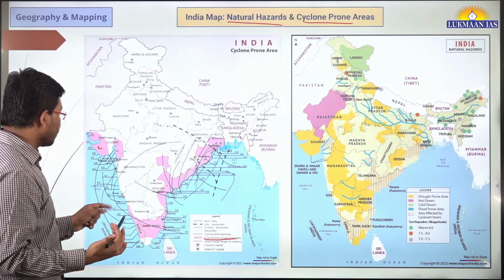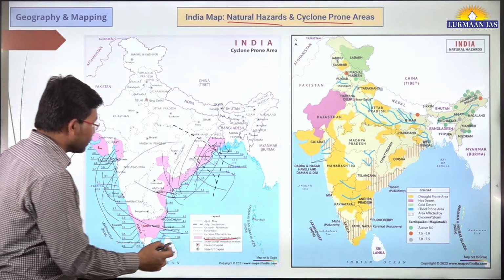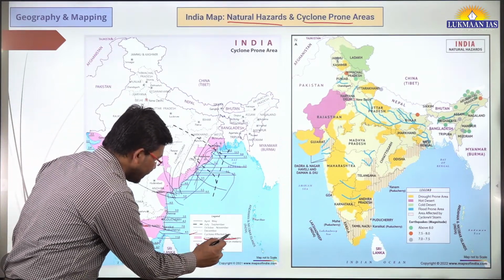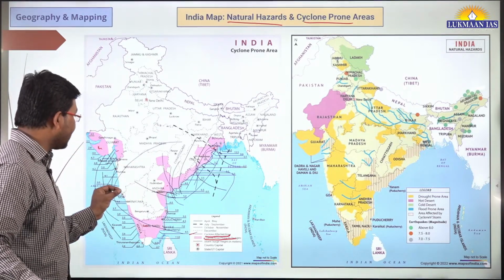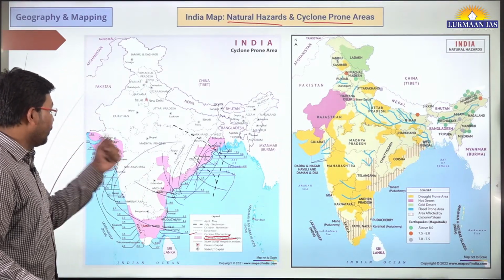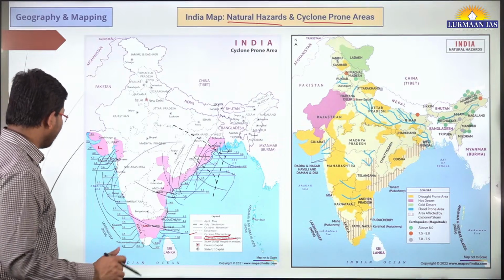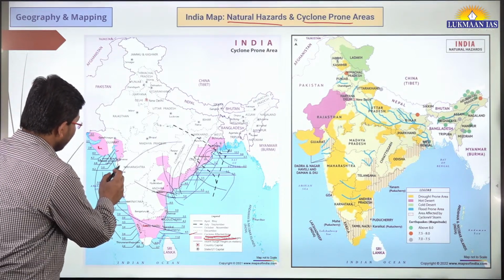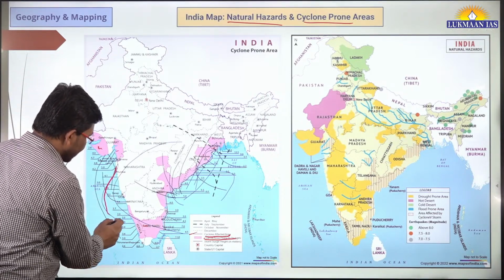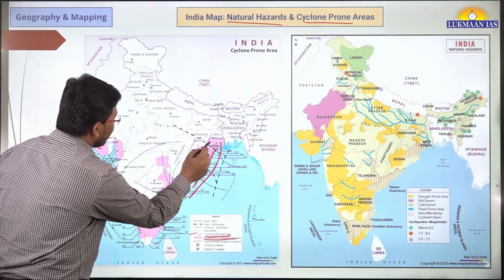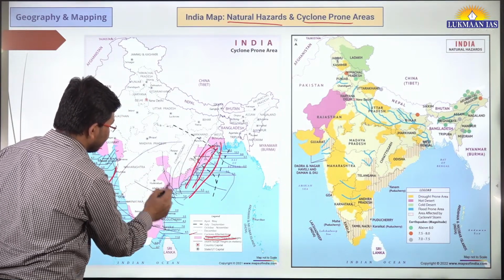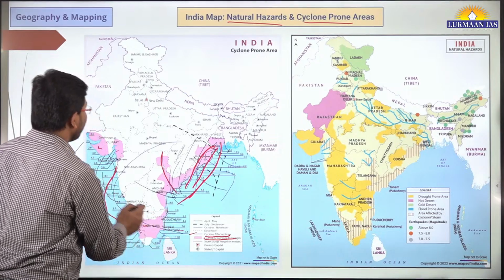Cyclones generally affect the coastal areas also. When we talk about cyclone affected areas, they have been showcased using a solid line, with which color? With bluish color over here. A solid line with bluish color. So these are the regions, I'm just drawing over it. These are the cyclone prone regions in the country.